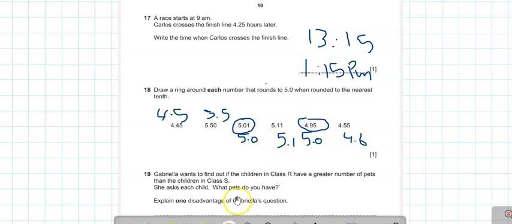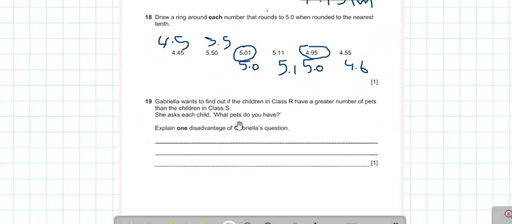The next question. Gabriella wants to find out if the children in class R have a greater number of pets than the children in class S. She asked each child this question: what pets do you have? We need to explain one disadvantage of Gabriella's question. Look, she doesn't want to know the type of the pet. She wants to know how many, right? So she should ask the question, how many pets do you have? Or what is the number of pets you have?